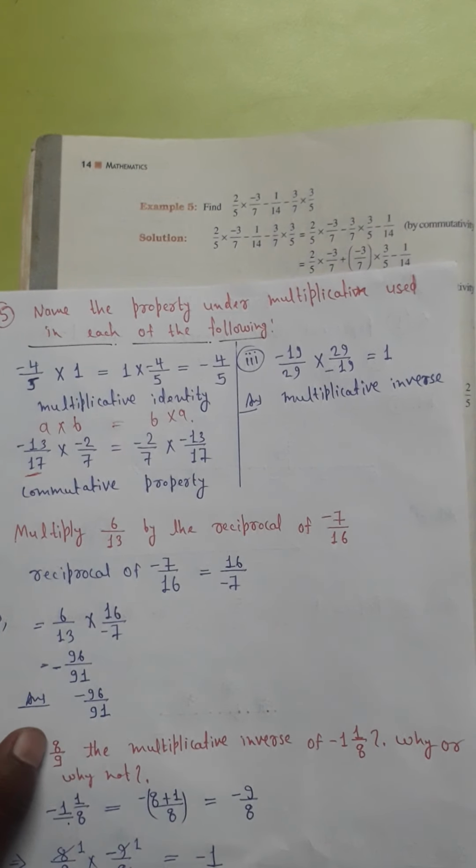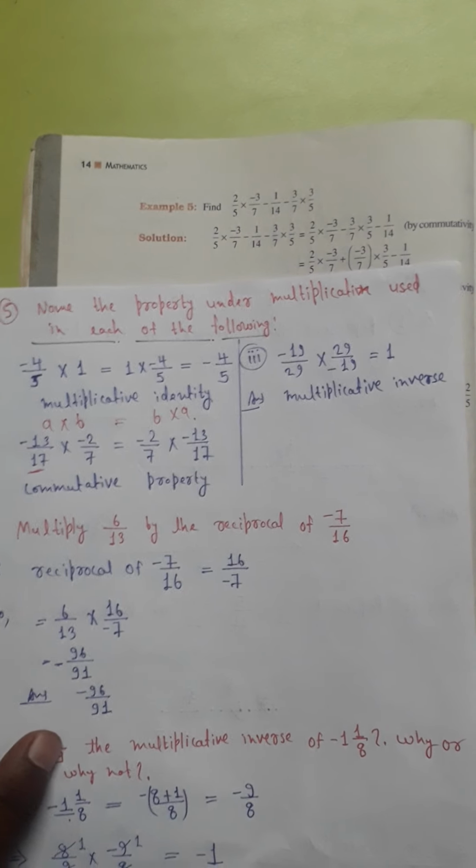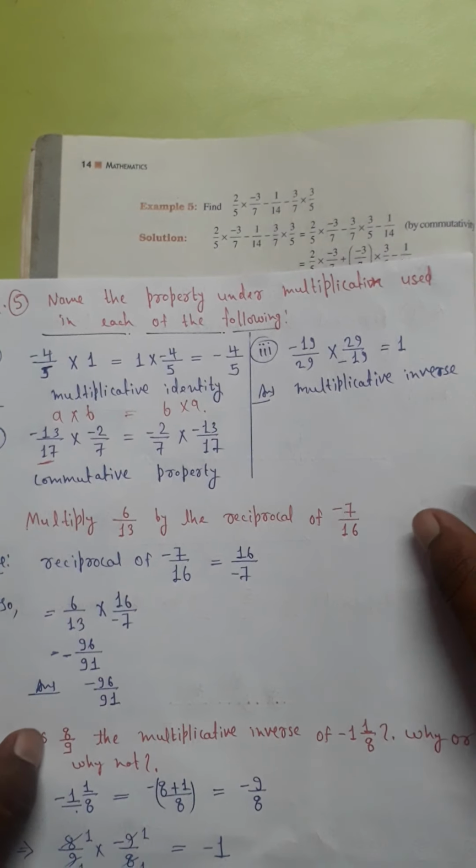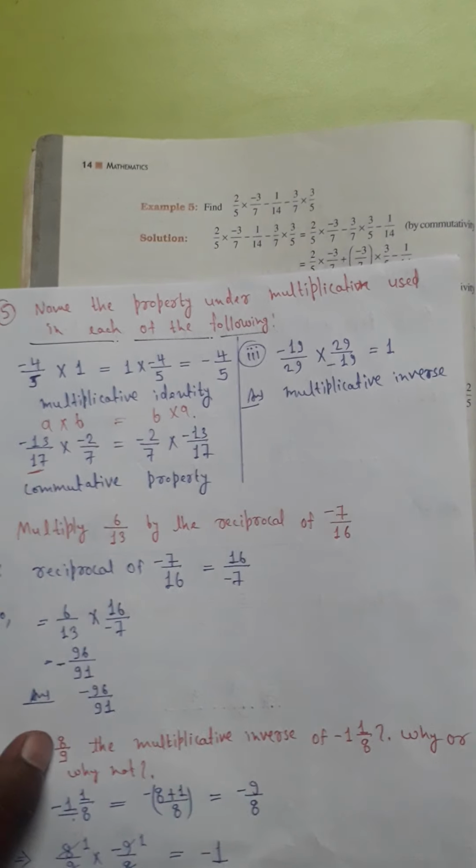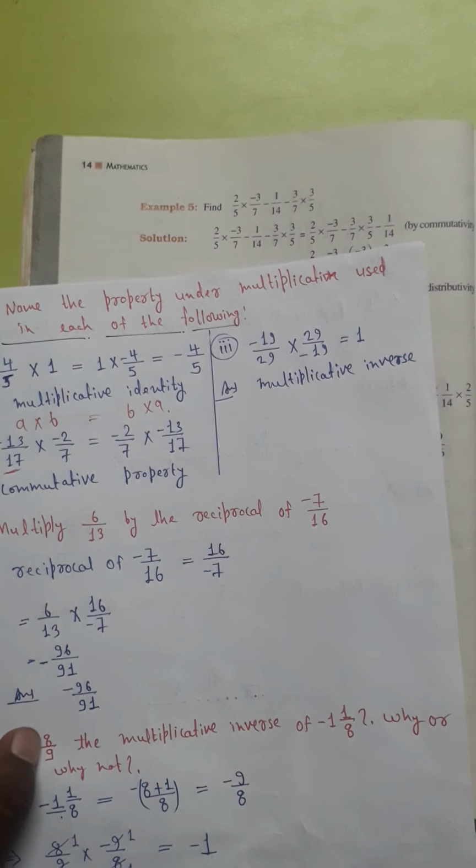Then the next question is also the same as what you have to solve. It is a multiplicative inverse. If we take two rational numbers and multiply them, and we get 1, then that is a multiplicative inverse.